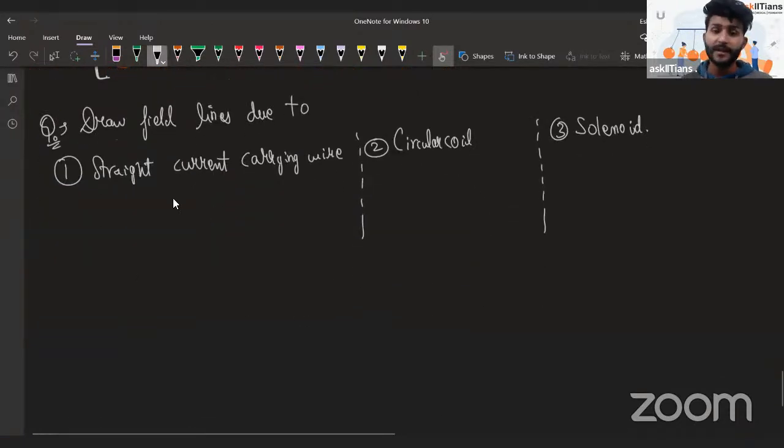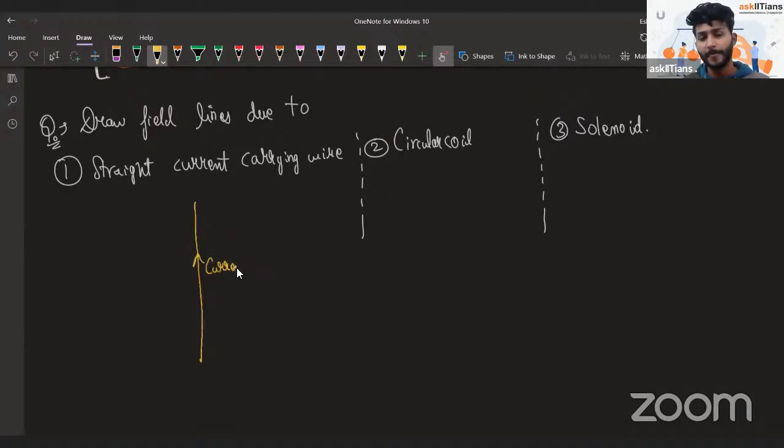So for a straight current carrying wire, what does it look like? Which rule do we use, guys, to find the magnetic field due to a straight current carrying wire? Which rule is it called? Maxwell's right hand thumb rule. Point your thumb in the upper direction, and the magnetic field lines are going to curl around it like this. Is the figure that I have drawn fine, or is something wrong about it?